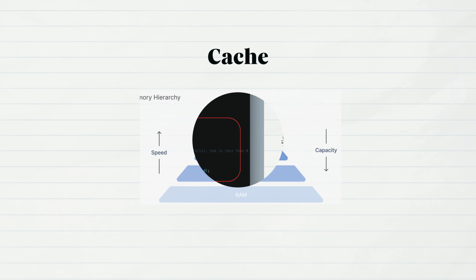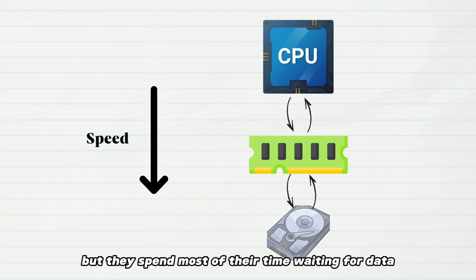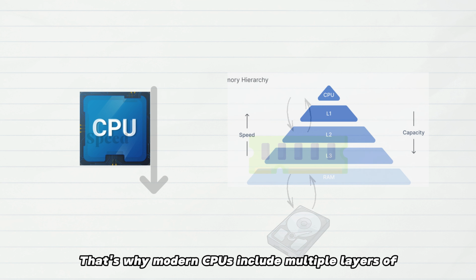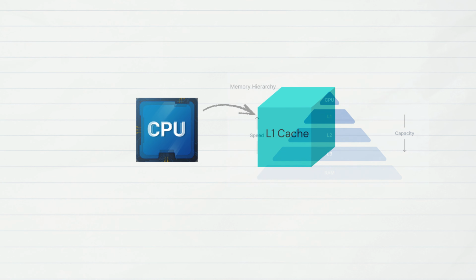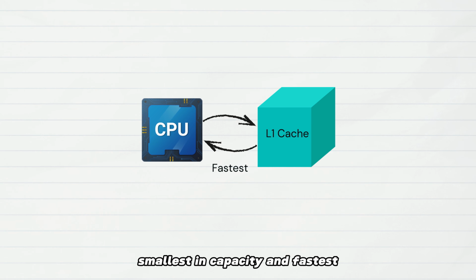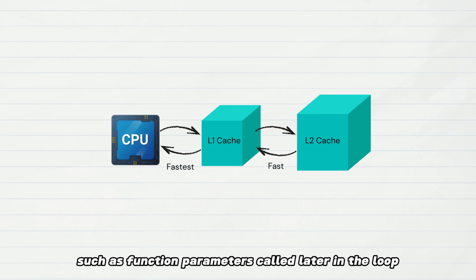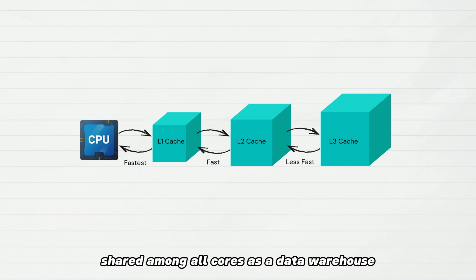You may have heard the saying, a computer's speed isn't about the CPU, it's about the cache. CPUs are incredibly fast, but they spend most of their time waiting for data because they have to fetch it from RAM. And RAM is hundreds of times slower than the CPU. That's why modern CPUs include multiple layers of cache memory: L1, L2, and L3. L1 is closest to the CPU core, smallest in capacity, and fastest. It stores the instructions and data the CPU needs immediately, like the code in a loop or the variables used within it. L2 is larger but slightly slower, storing data likely to be needed soon, such as function parameters called later in the loop. L3 is the largest and slowest, shared among all cores as a data warehouse, holding core sections of the entire program.